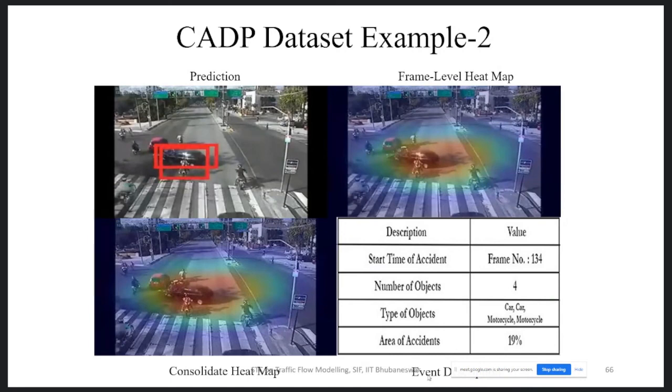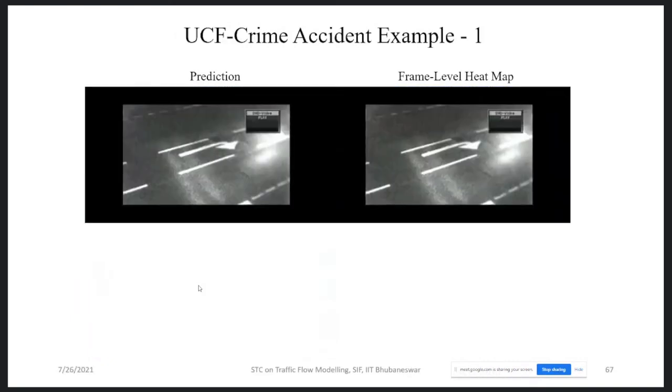For example, in this case, you can see that there are 4 objects, and it even detects that out of these 4 objects, 2 are cars and 2 are motorcycles. These are automatically generated. And it shows that out of the entire frame, 19% of the entire area is affected. So based on this area, you can say what the severity is. Again, this may not be correct, deciding whether severity can be detected based on area, but this is the kind of metric we are trying to propose.